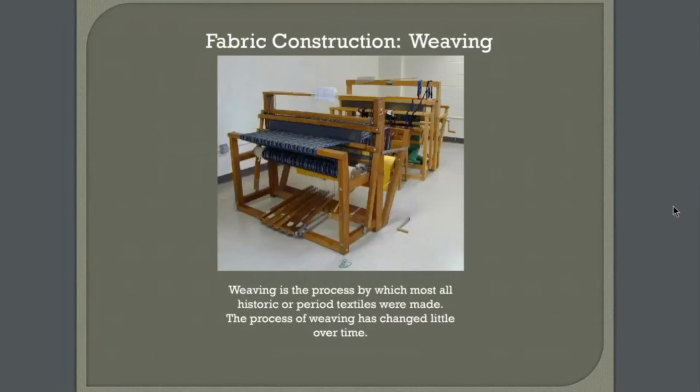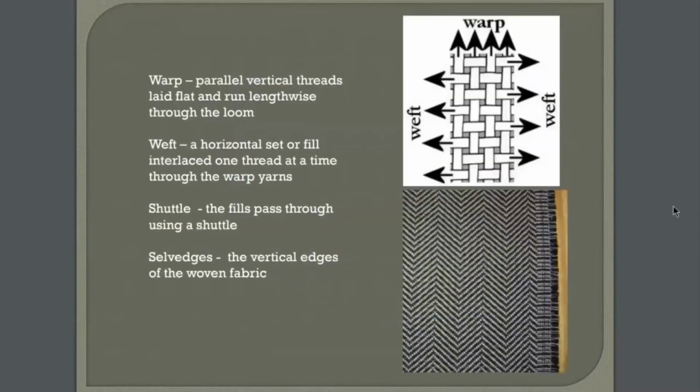Long before there were vinyls and synthetic fibers, weaving was the process by which most all historic or period textiles were made. The process of weaving has changed little over time, only that it has been automated, and then the use of the computer to modify those. So it has really changed little over time, but moved from hand to more automated.